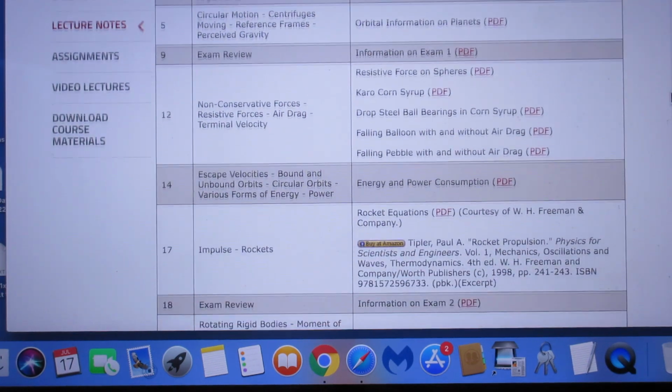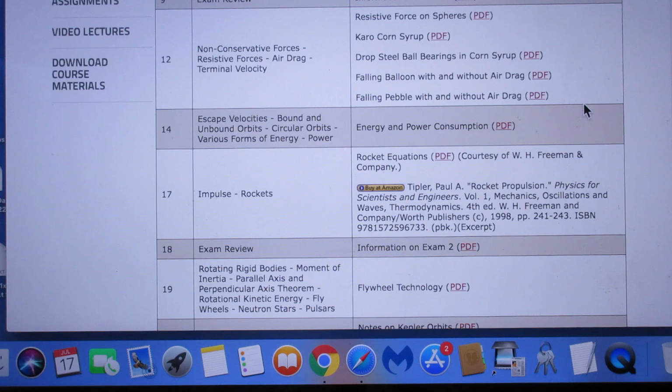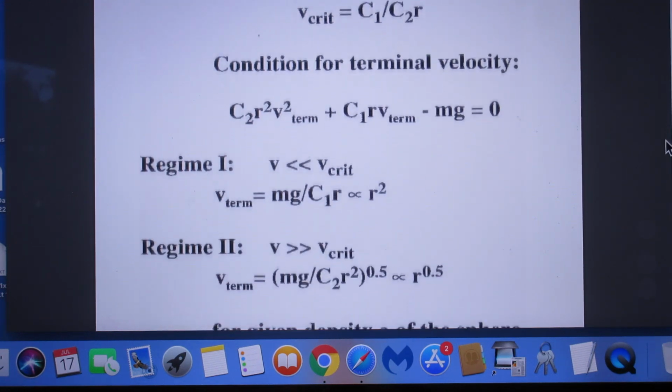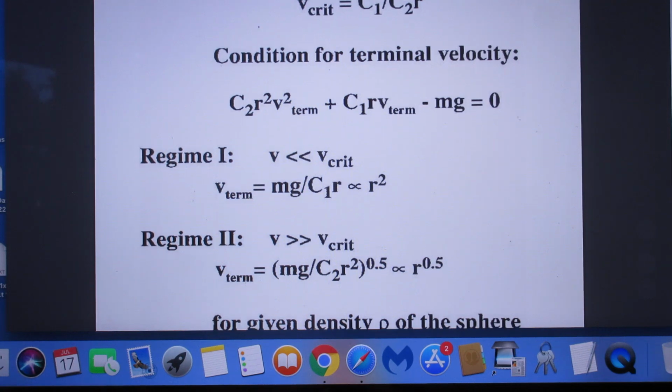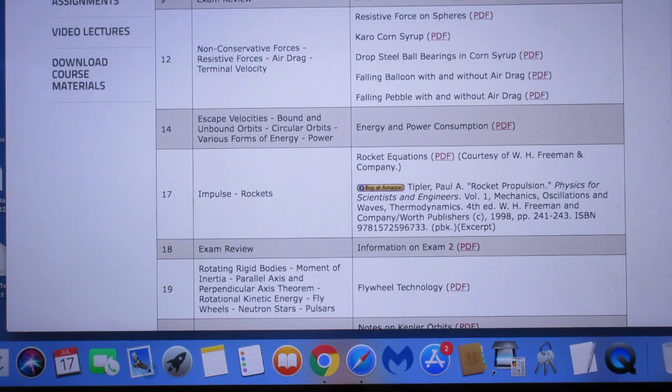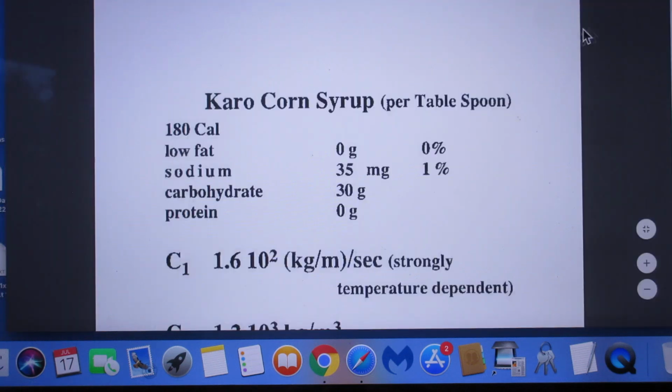What else do we have? Resistive force on spheres. Yeah, that was clearly part of my overheads. So that was lecture 12. Wow, there were quite a few lecture notes on lecture 12. Take a quick look at this.